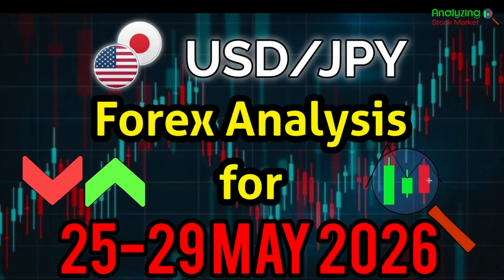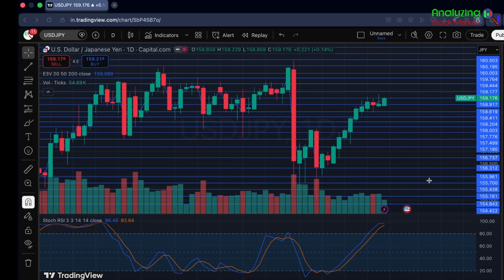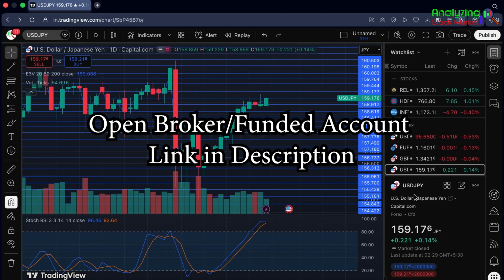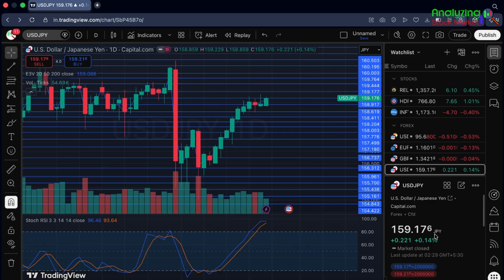So today we'll be talking about the USD JPY pair and we'll do the Forex analysis for 25th to 29th May 2026. So let's go straight to our chart. First, let's see what happened in USD JPY on Friday. As you can see, a 0.14% positive move, and 159.176 was the closing on Friday. Now I'll be talking about what is going to happen in the coming week.